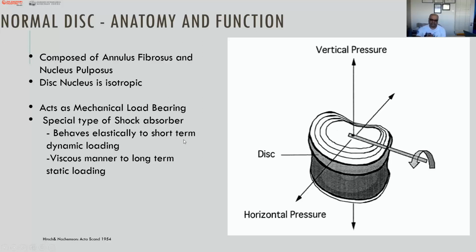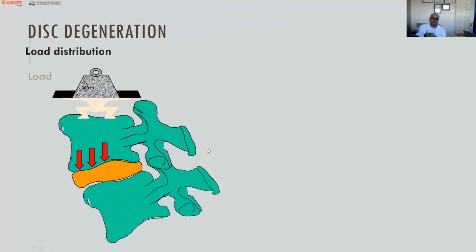Anisotropic is where pressure transmission may not be as equal in all directions, and hence that is important for weight transmission and stability. Annulus provides stability to the disc, while the nucleus acts as a shock absorber. The nucleus material is viscous, and the viscosity of this material changes with age, and hence when we come on to disc degeneration, you'll find that things may differ with time.